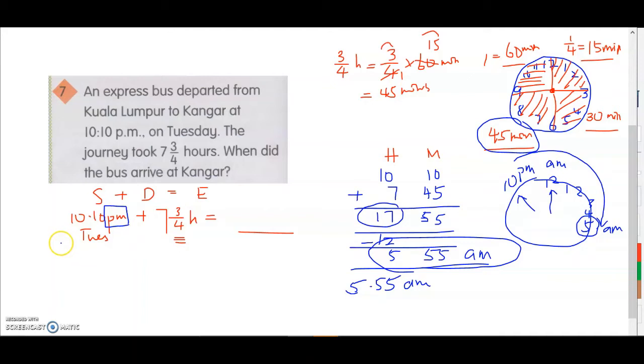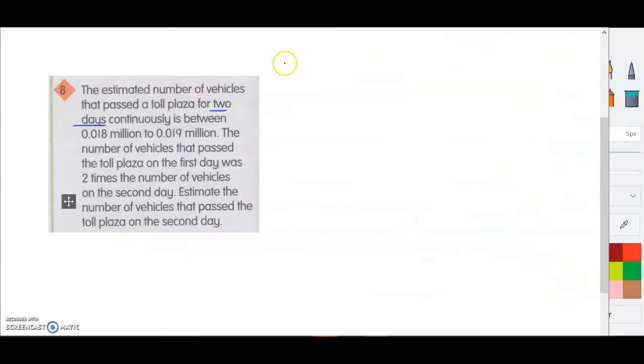The bus started the journey on Tuesday night. Okay, you see that? Tuesday night, PM on Tuesday. So when it crosses 12 midnight, it becomes a new day, the next day. So one day after Tuesday is Wednesday. Okay, so 5:55 AM, Wednesday. That's the answer. Question 8.